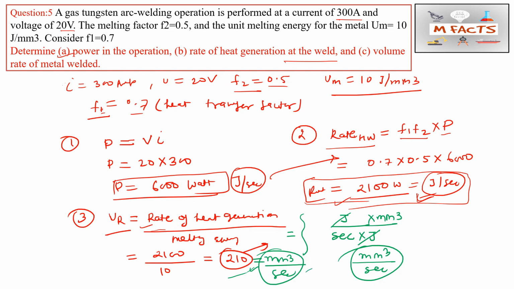So this is how we calculated the power in the welding operation. Next is the rate of heat generation at the weld, and the last thing we calculated is the volume rate of metal welded. This is a special type of problem we need to understand in the welding process. In future exams they can ask this type of question. In a few of the questions we need to balance only the units, so we have to be careful about the units in welding problems.